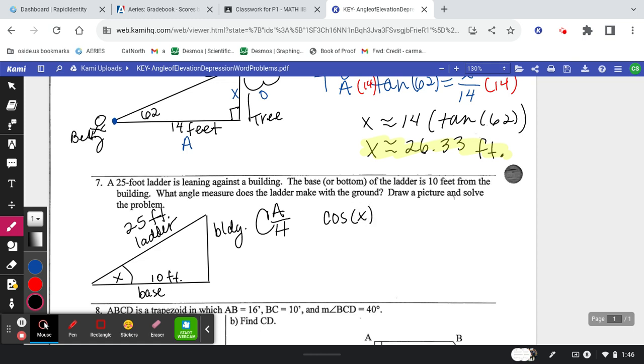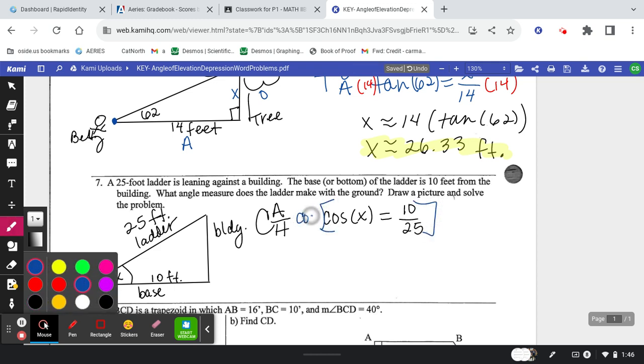So cosine of x is equal to adjacent over hypotenuse. And how do I undo cosine? I have to do the inverse cosine of both sides. So cosine -1 of cosine x is just x. It undoes the cosine. And then over here, what I'm actually going to type into the calculator is second cosine of the -1 of 10 over 25. So you have to figure out how to use that button.